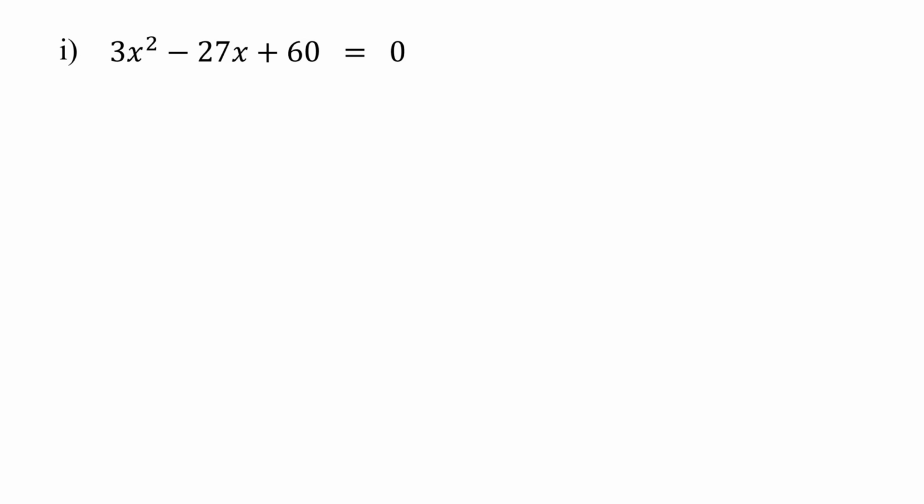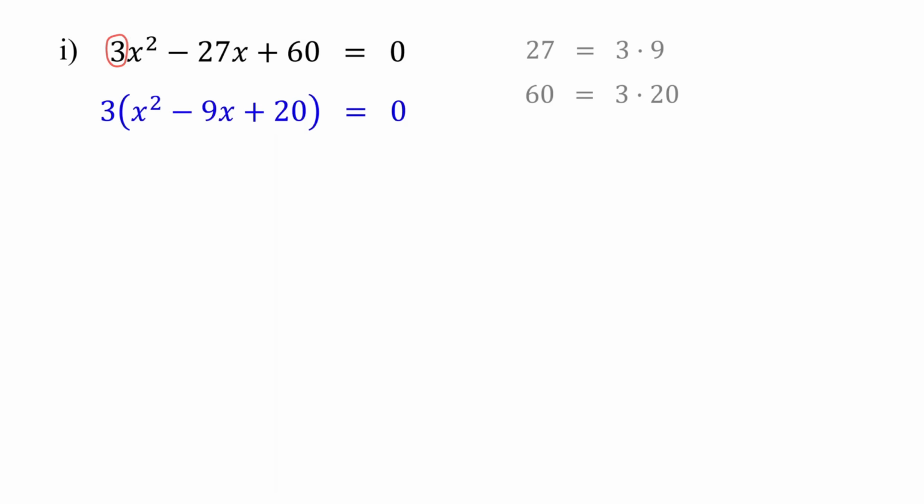In this case, the leading coefficient is 3, which is a common factor of both 27 and 60. Therefore, we can factor it out. Now, the expression inside the parentheses has a leading coefficient of 1. From our previous examples, you know the process of factoring this, right? Feel free to pause the video and give it a try.